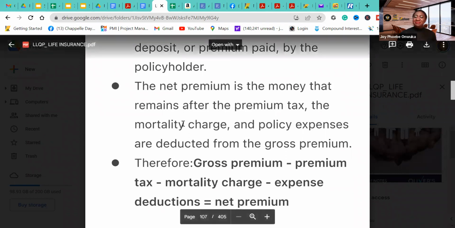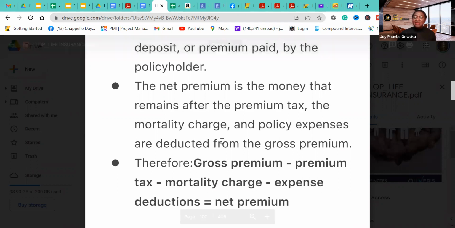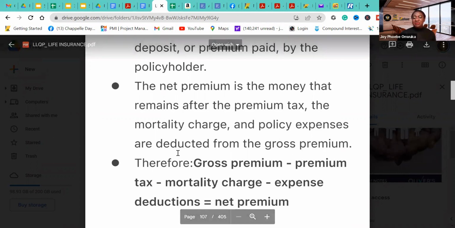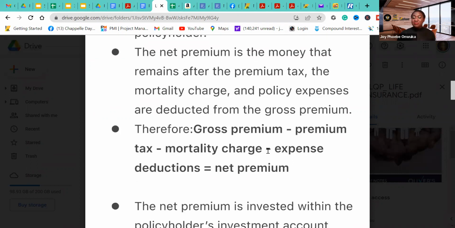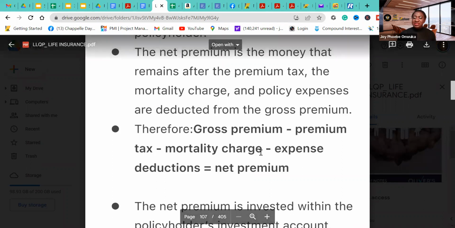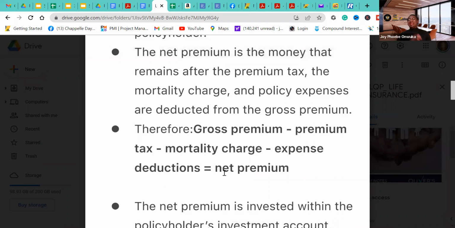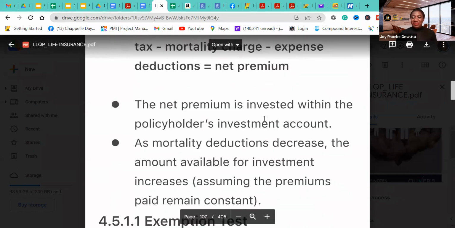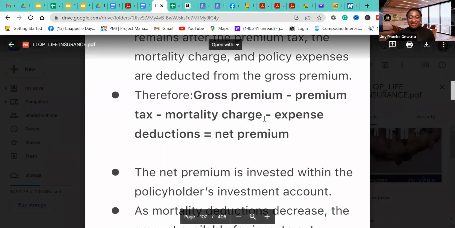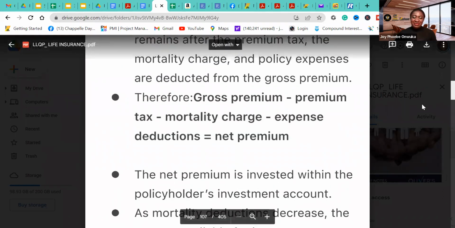It is the money that remains after the premium tax, the mortality charge, and policy expenses are deducted from the gross premium. Therefore, the gross premium minus premium tax minus mortality charge minus expense deductions is equal to net premium. You got it? If you don't get it, don't forget about it. Go over it again and you will get it.